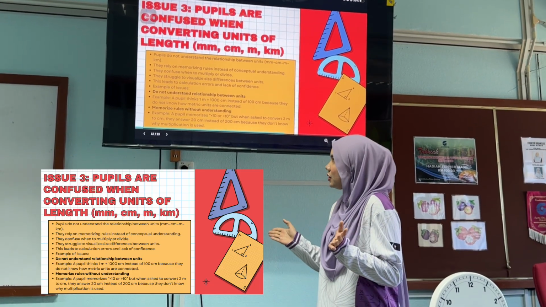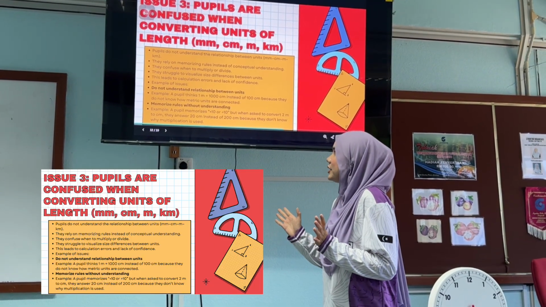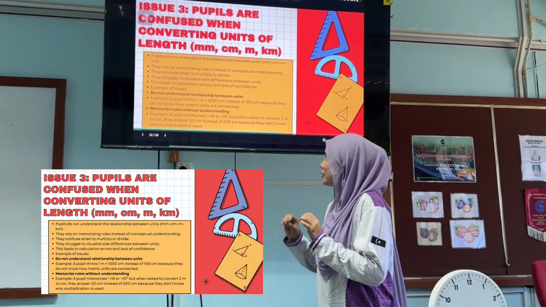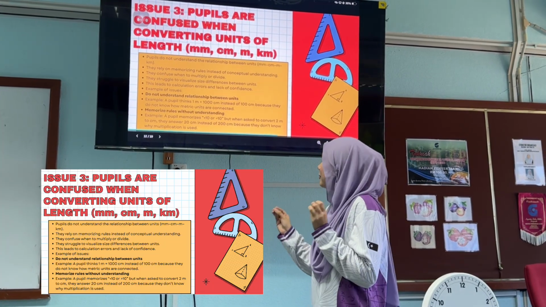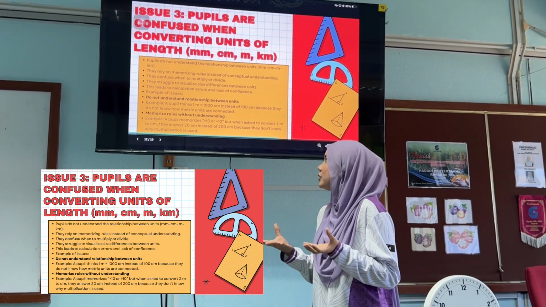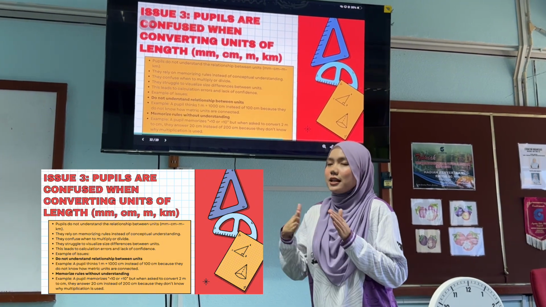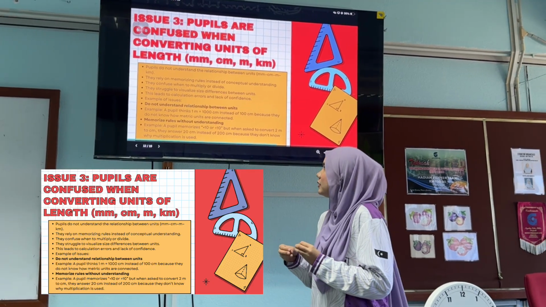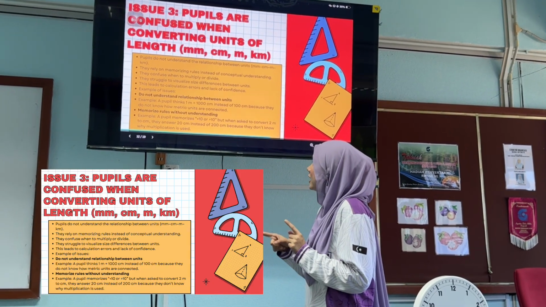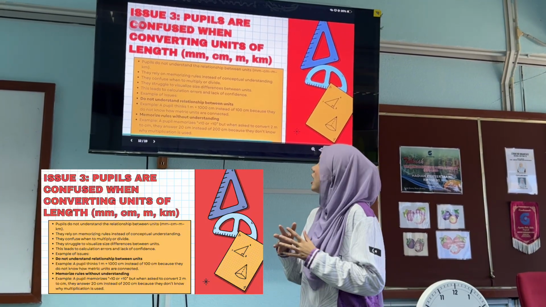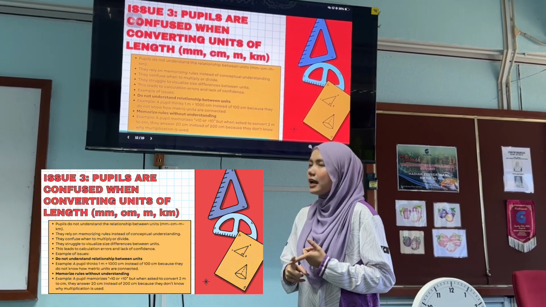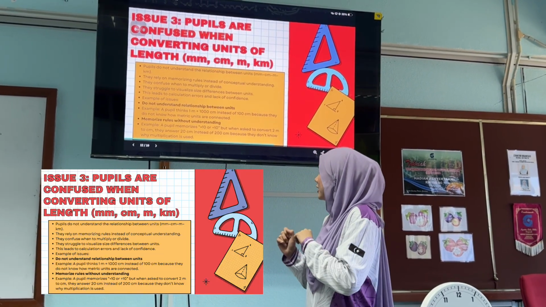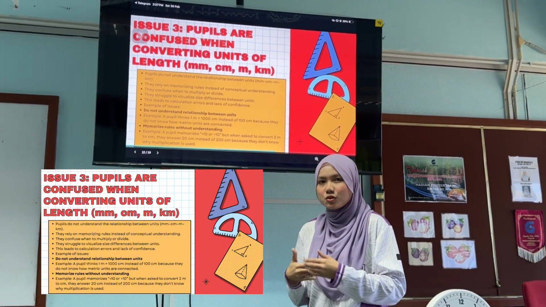For example of the issue, people do not understand the relationship between units, such as one person thinks 1 meter is 1000 centimeters, instead of 100 centimeters, because they do not know how metric units are connected, which is meter to centimeter. And then they memorize rules without understanding. For example, people memorize multiply by 10 or divide by 10, but when asked to convert 2 meters to centimeters, they answer 20 centimeters instead of 200 centimeters, because they don't know why multiplication is used.